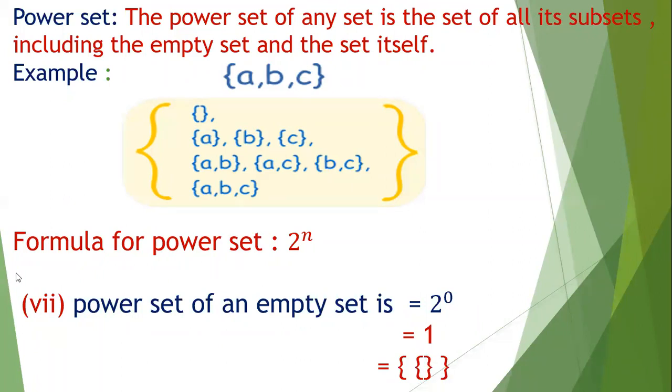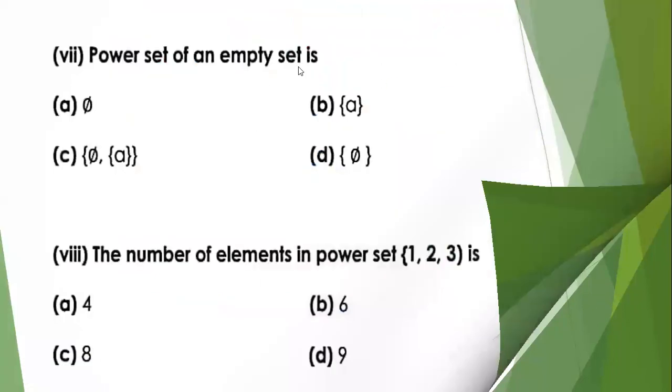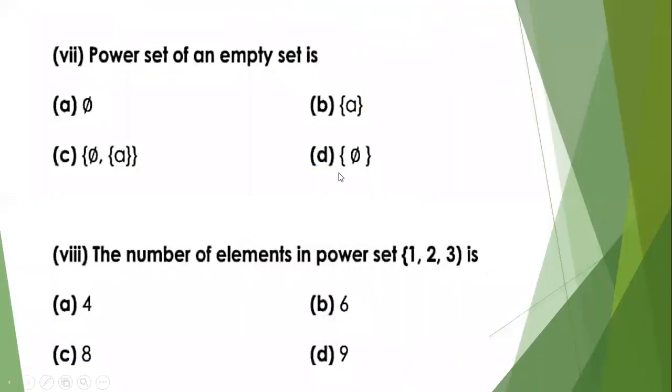So going back to the previous slide, you can see that the power set of an empty set is the D part. Either you write the empty set or you write this symbol. This is considered one subset. If we talk about the number of elements in the power set, it's not the number of elements, it's the number of subsets.